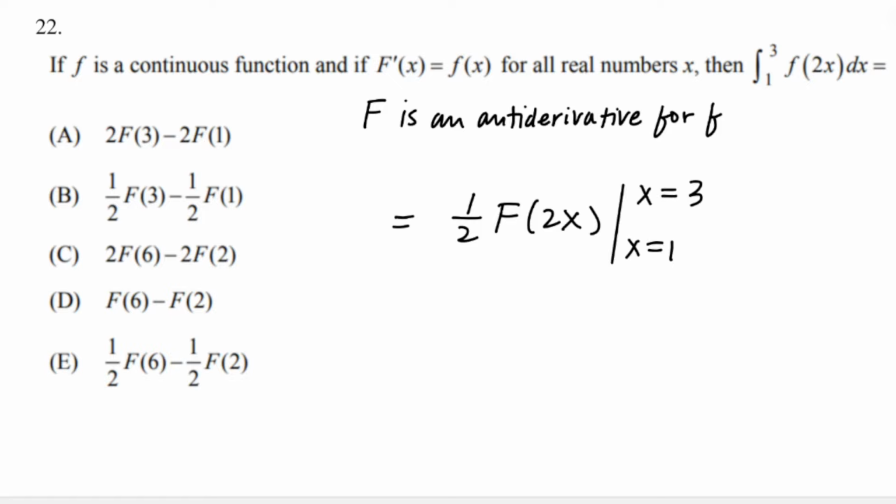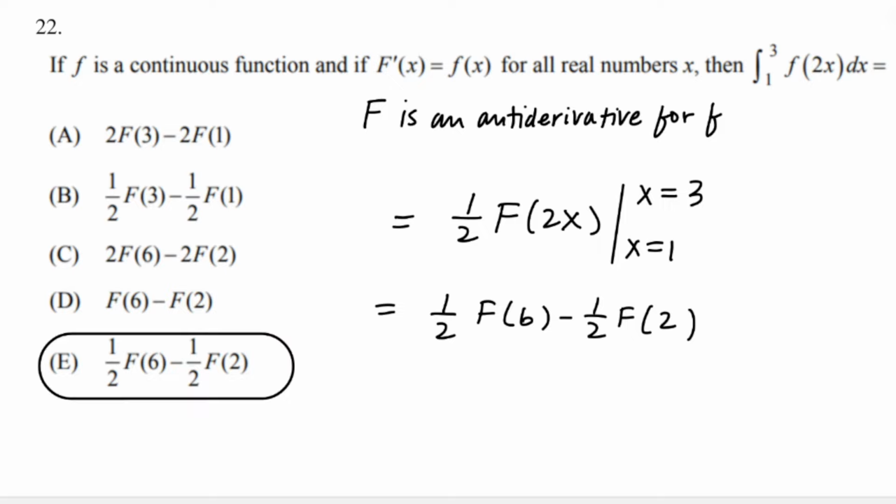So we're going to have a difference in two values that's like 1/2 F of something. So I'm going to set that up and think about plugging in 3 for x, right? So I'm going to have 1/2 F of 6 minus 1/2 F of 2. Plug in the 3 and get 6, plug in the 1 and get 2 on the inside of F, and then I can see, okay, this is going to be answer choice E.